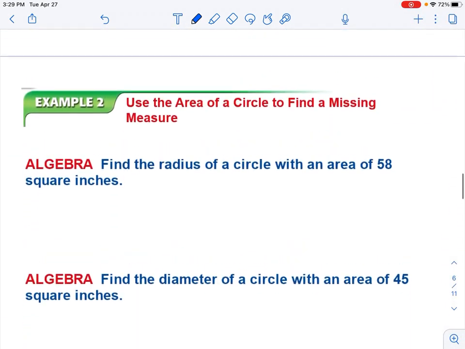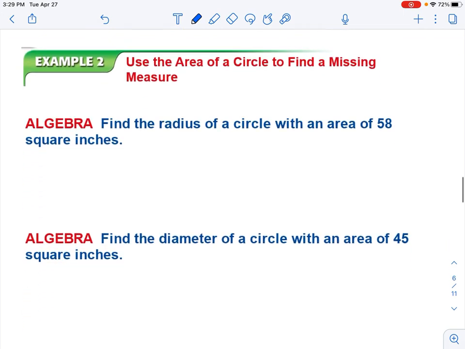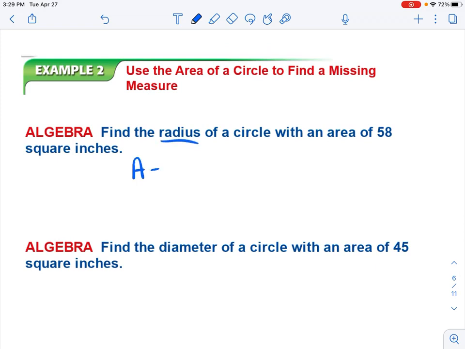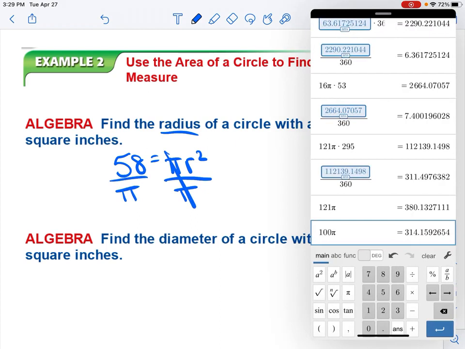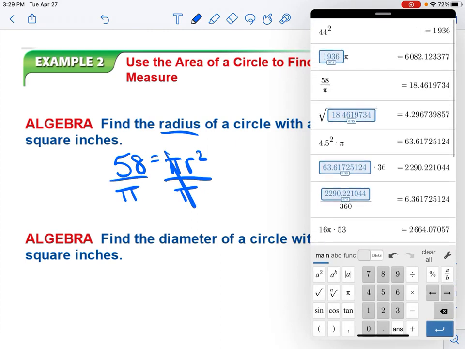Now, if you are given the area and asked to solve for either the radius or diameter, you just have to work backwards. So you have area is equal to pi r squared. We know the area is 58 square inches. We are solving for the radius. Now don't freak out. Pi is just standing in for a number, 3.1415, so on and so forth. You can divide by that. So 58 divided by pi is equal to 18.46.